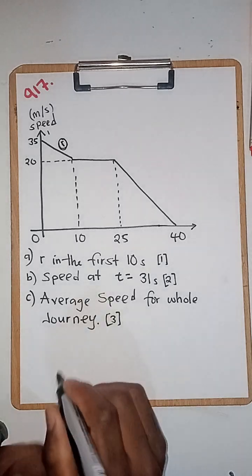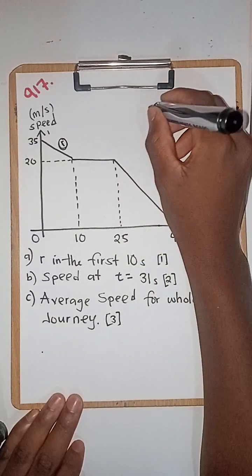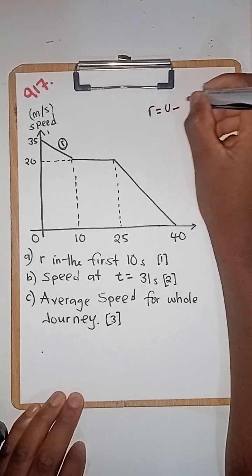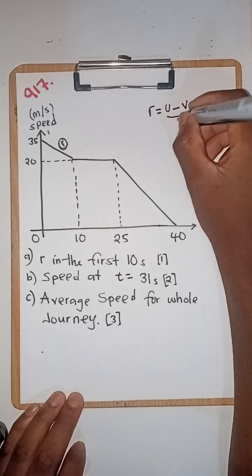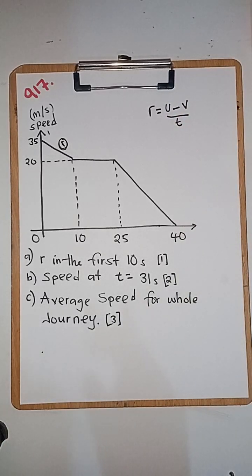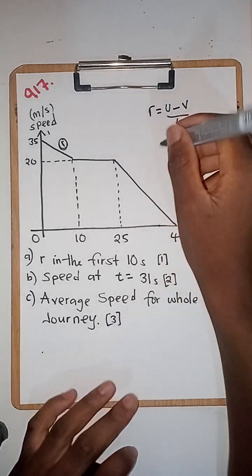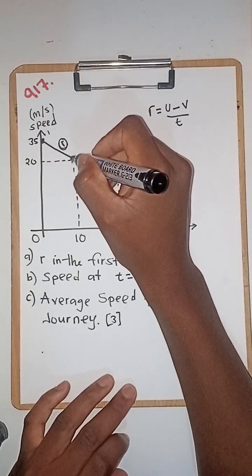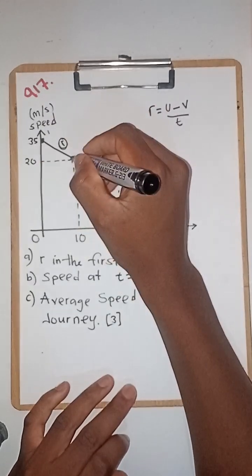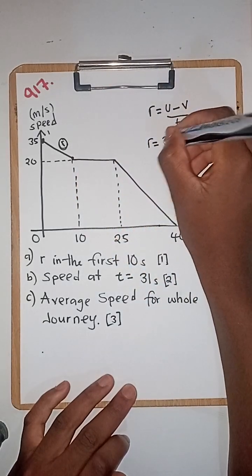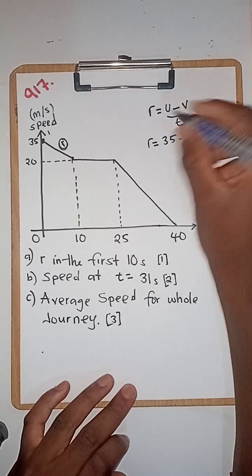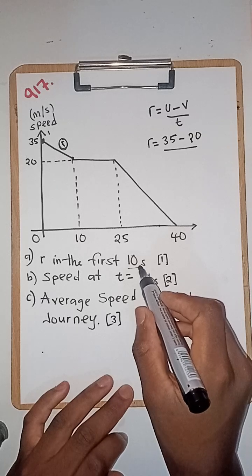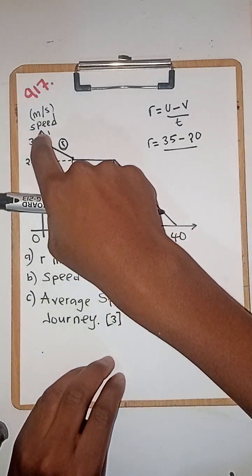So we're going to say R, let me put it up here, R will be equal to initial velocity minus final velocity over time taken. This is the formula for R, which is retardation. Okay, so R will be equal to my initial is where I am starting from to where I'm ending. So my initial will be 35 minus final, which is 20. I'm ending at this point, over the time taken, which is 10 seconds, or you can get it from here between the initial and the final.